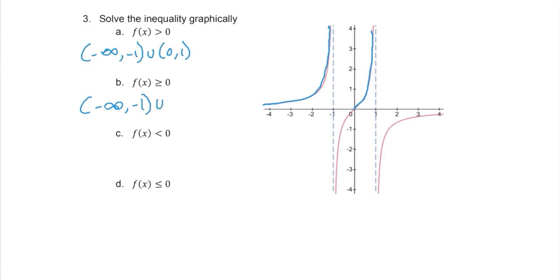Then we'll union. The 0 we can include. It is an x-intercept. Up to 1 and parenthesis on the 1 because we never reach the 1. It's an asymptote.